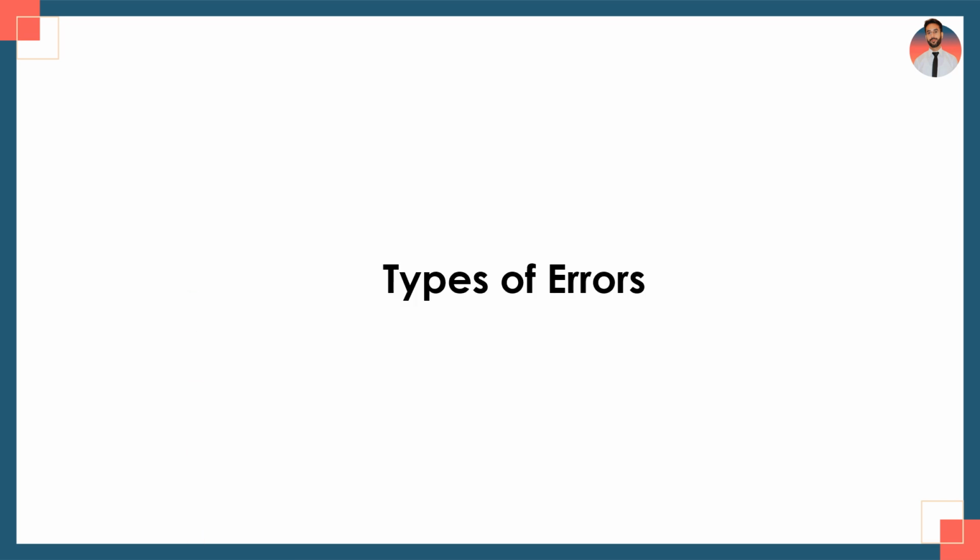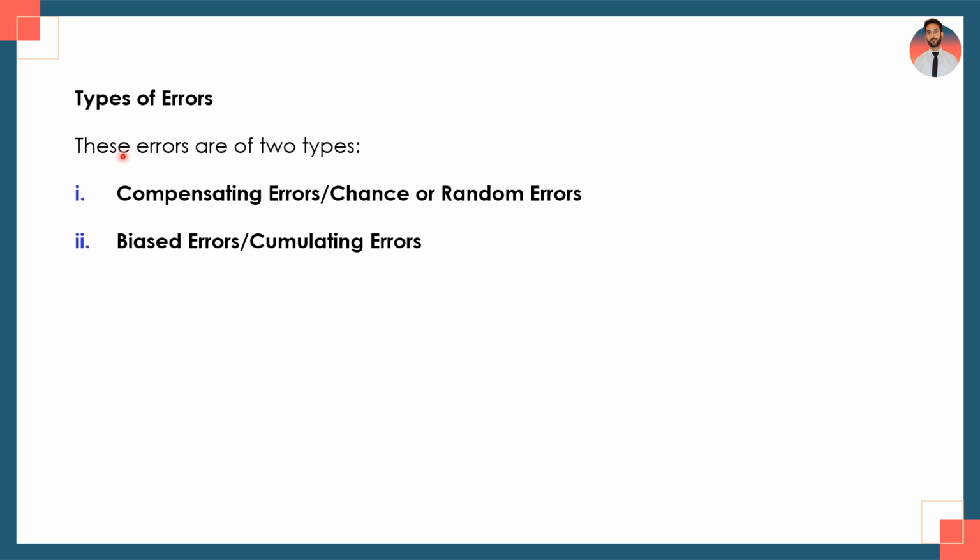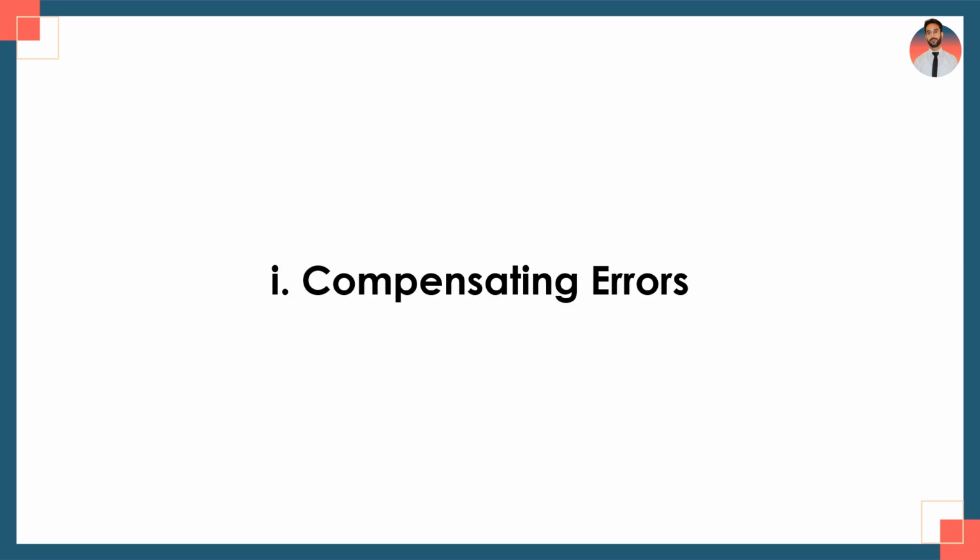Now in the second point I will explain the types of errors. In types of errors, these errors are of two types. First one is the compensating error. It is also called chance or random error, and second one is the biased error. It is also called cumulating error. First of all, I will explain the compensating error.